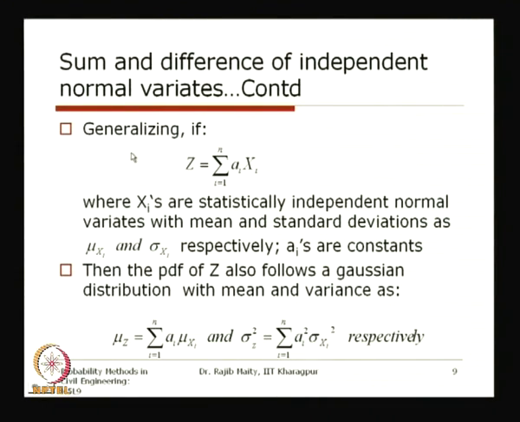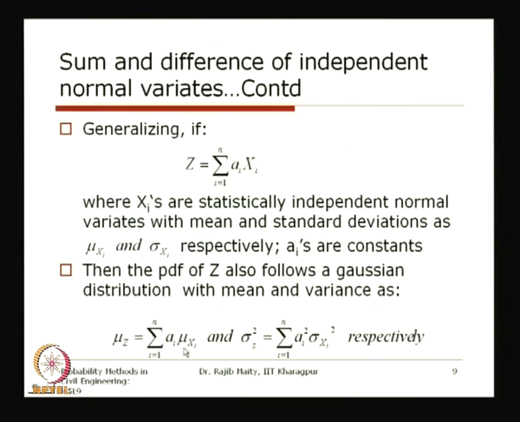If we want to generalize it, z equals the summation of a_i x_i, so each random variable is multiplied with a constant a_i. These are statistically independent normal variates with mean and standard deviation mu x_i and sigma x_i respectively, and the a_i's are constants. In that case z will also follow a Gaussian distribution, with the mean being the summation of the individual means.